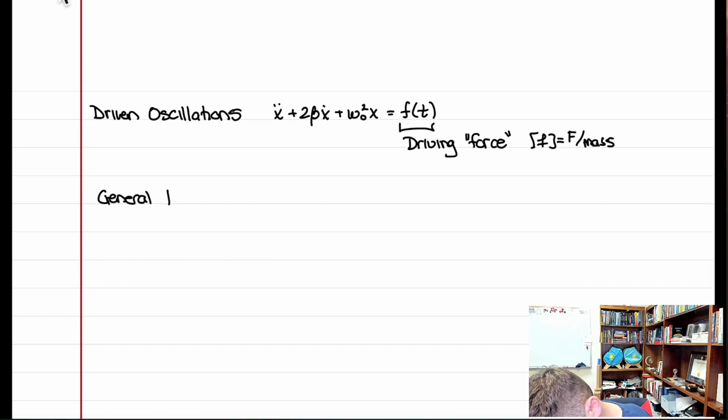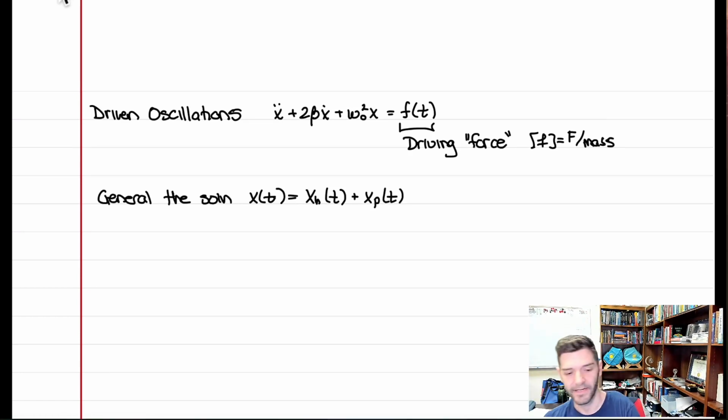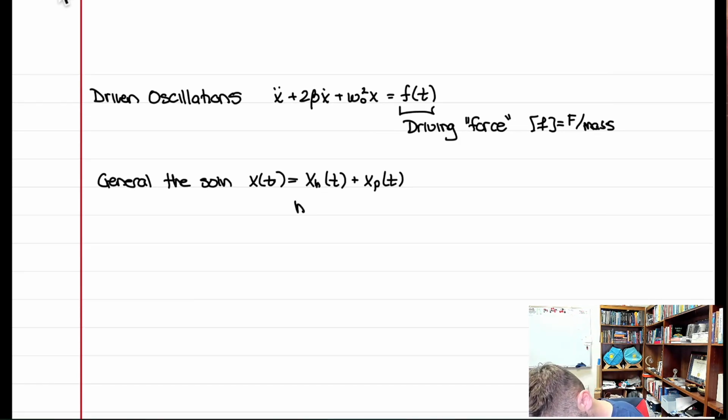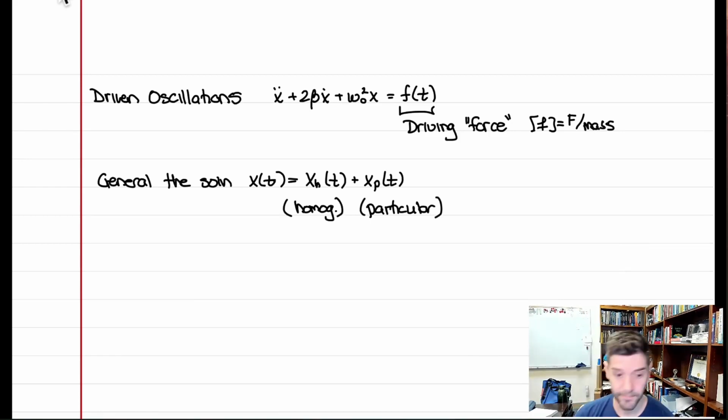So in general, we know that the solution has to be the homogeneous solution, plus then we have to dream up or find or have a way of figuring out some particular solution. And if we can write both of those down, we're done. And that is the general solution to this oscillatory equation, even when there's a driving force which itself might be a function of time.